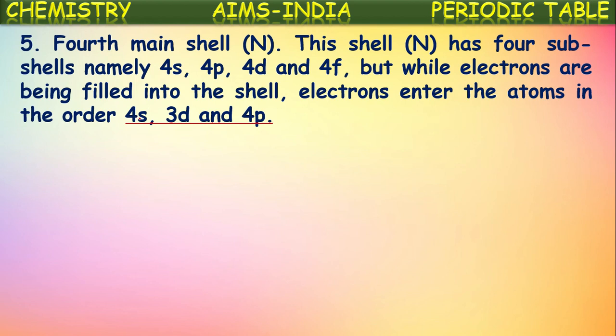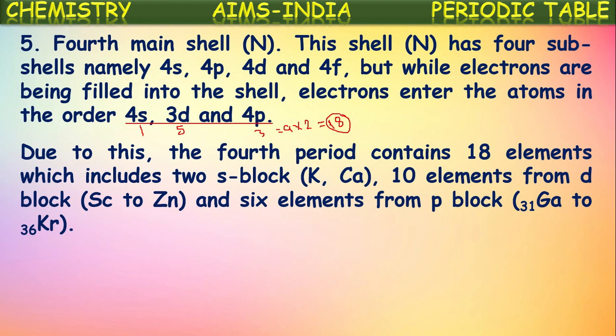Now we know 4s contains one orbital, 3d contains 5 orbitals, isn't it? The 4p subshell contains 3 orbitals. Totally how many orbitals? 1 plus 5 plus 3. Totally 9 orbitals. Each orbital can accommodate 2 electrons again. So this is equal to 9 into 2. How much is it? 18. So 18 types of electron configurations are possible in the fourth period. So then 18 elements are present in the fourth period.